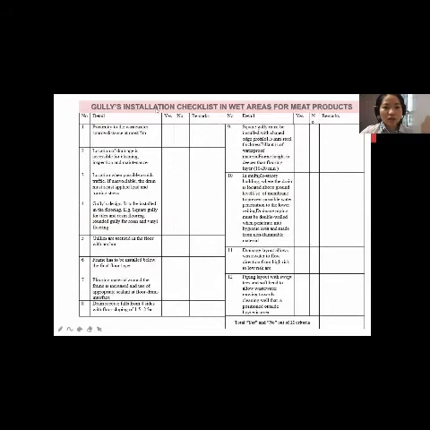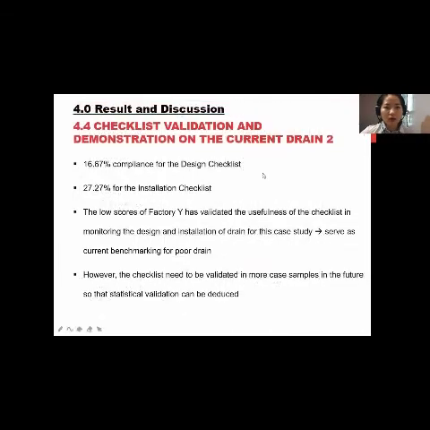And then this is my installation checklist. I did a review of the current drain using the checklist, and I found only 16.67% compliance for the design checklist and 27.27% for the installation checklist. So the low score validates the usefulness of this checklist.